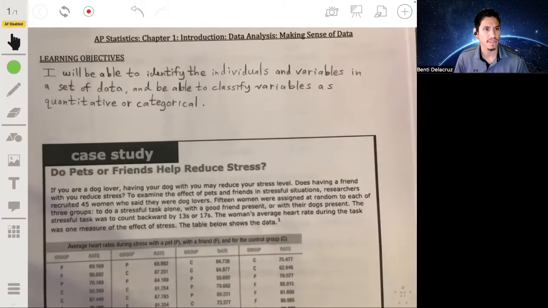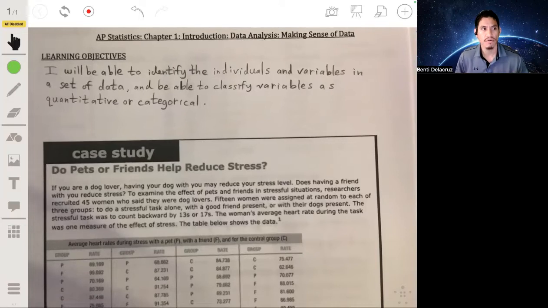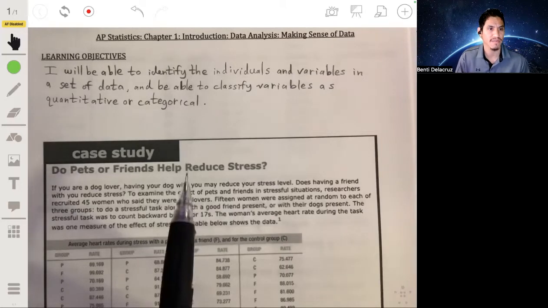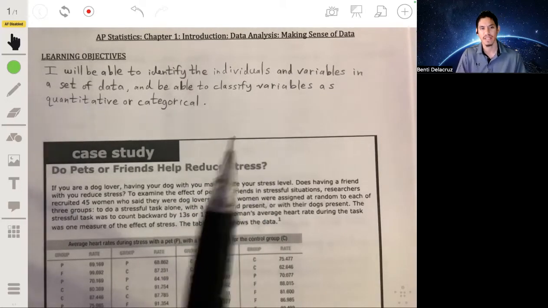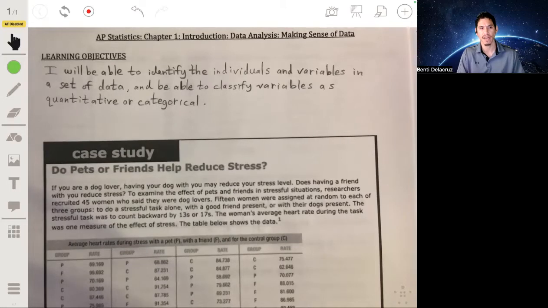Okay, so in this first lesson, it's going to go over the basics of the way we talk in statistics and the way we go about completing problems. We're really just going to learn some of the general vocabulary, and our goal is to be able to identify individuals and variables in a set of data and make sure we can classify them correctly as being either quantitative or categorical.